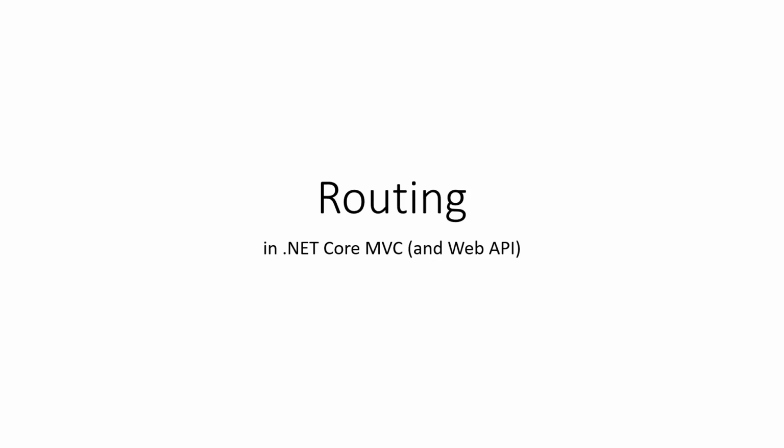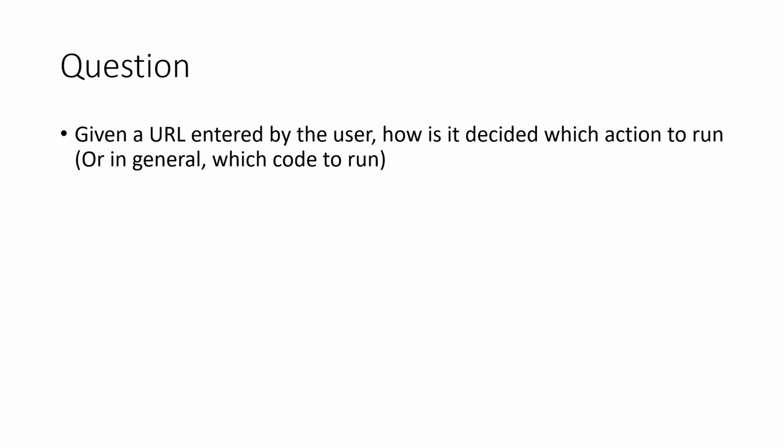So this video is about routing in .NET Core MVC. Let's start out with a question. Let's say that some user entered a URL or clicked a link with a URL. Some URL is sent to the server. Now the question is, how is it decided which action to run, or in general, which code to run?